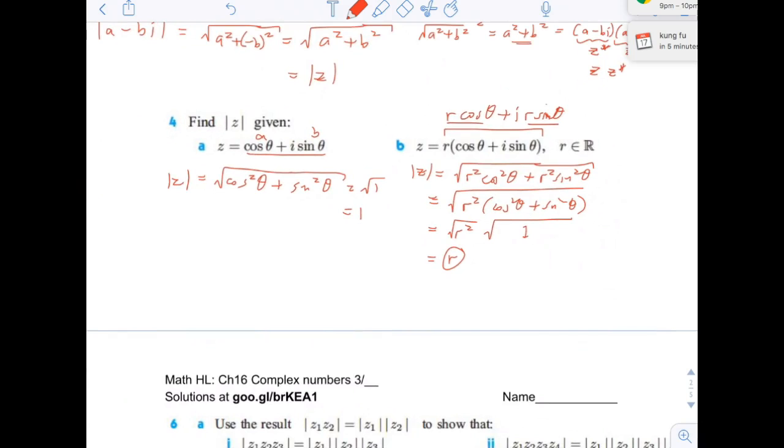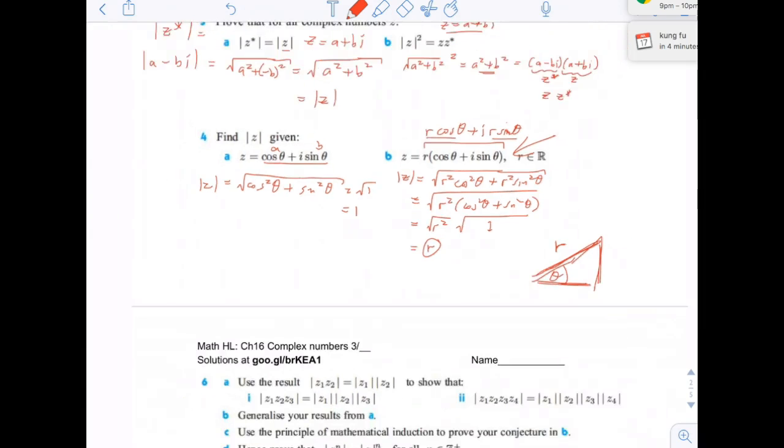Which totally makes sense, right? Because this is a vector, and the vector is a triangle with angle theta, and both the horizontal component and the vertical component are multiplied by r, so the hypotenuse, which is originally 1 because of the unit circle, is now r. Okay, so that's it for page 2.